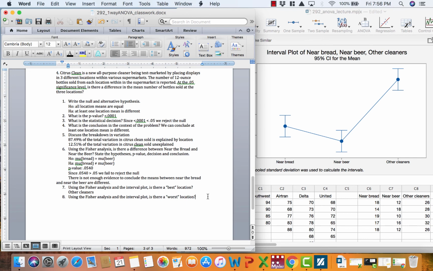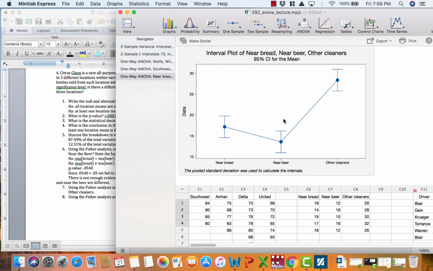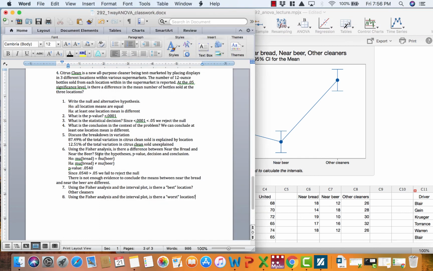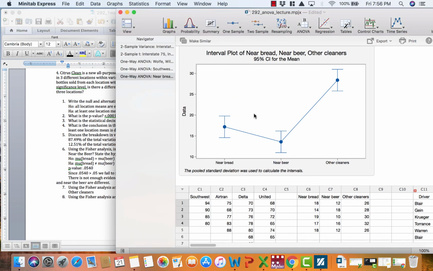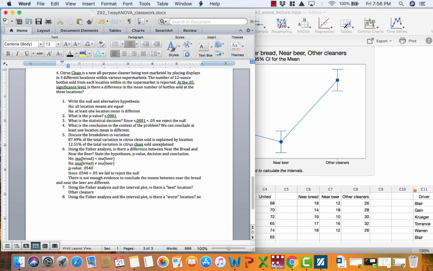Using the Fisher analysis and the interval plot, is there a worst location? It appears as though near the beer is the worst location because it's the lowest. But we already know from our previous problem that near the beer and near the bread are not significantly different. Because of this p-value, 0.0540, these two are not significantly different, so we cannot say there is a worst. No, there is not a worst location.